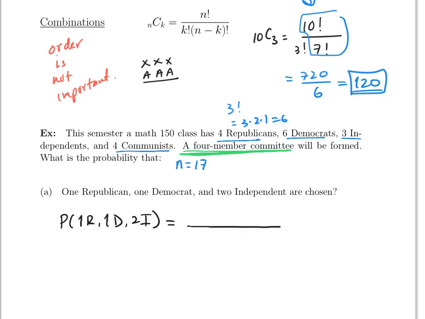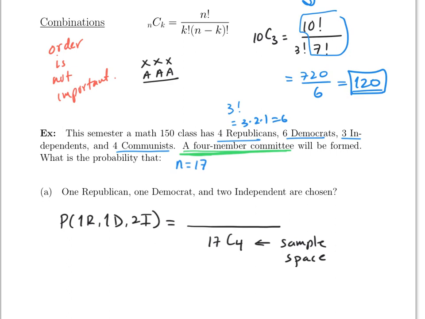Remember, for any probability, you need to know the sample space. The sample space here will be 17 choose 4. Why? Because that's all the different ways in which you can pick 4 people from 17. So this is the sample space. So throughout the problem, this is not going to change.